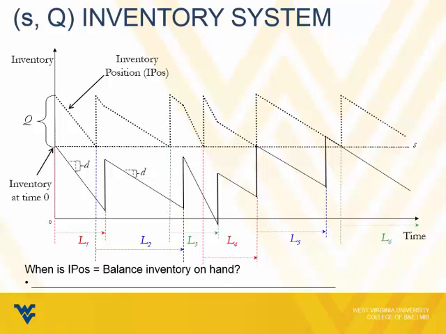The only time when your inventory position and your balance on hand are going to be equal is when you have no orders outstanding. When you have no orders outstanding, then your inventory position and your balance on hand are going to be equal. Okay? Because at that point, your inventory position does not have any orders that are outstanding. So this is what your sawtooth diagram, your inventory position and balance on hand diagram, is going to look like when you have uncertain lead time and uncertain demand.